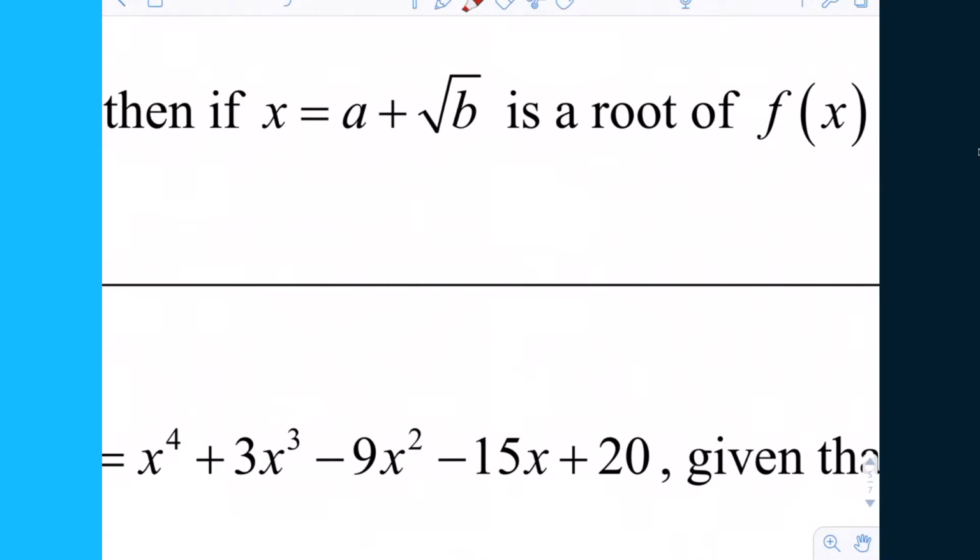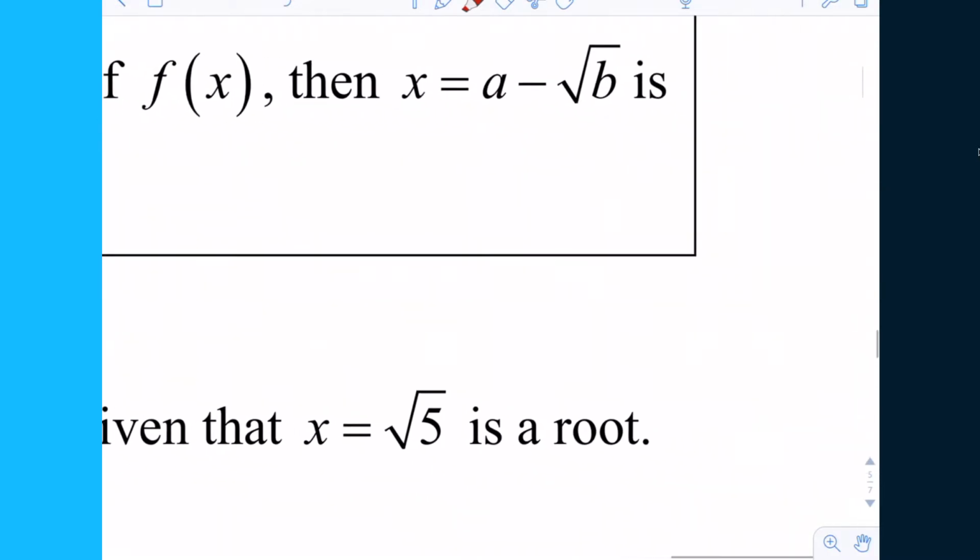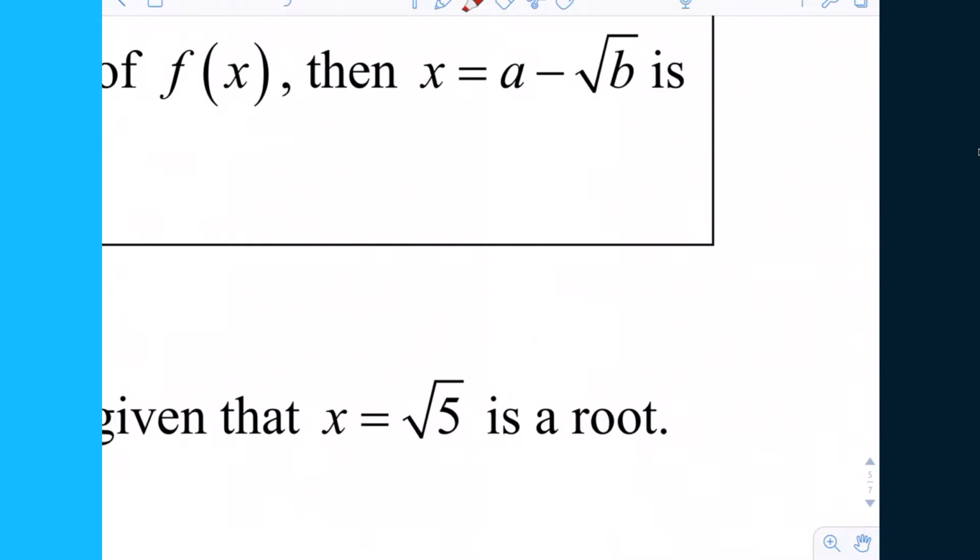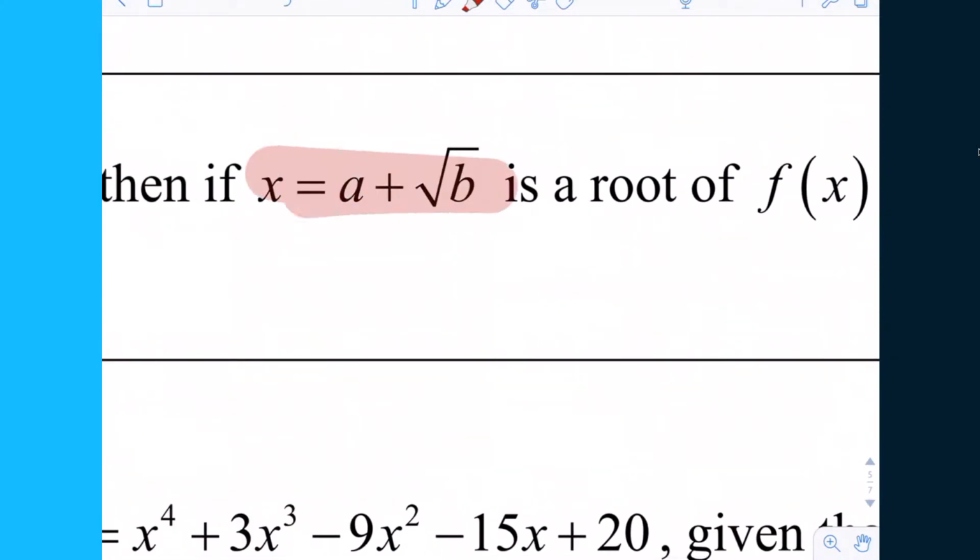If a plus the square root of b is a root, then guess what? A minus the square root of b is also a root. That's super important because you can't have one without the other. Irreducible radical roots occur in pairs. They have to occur in conjugate pairs.